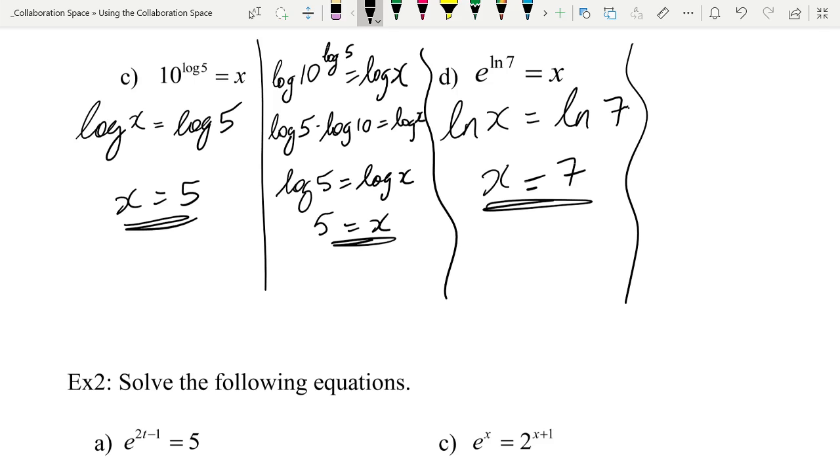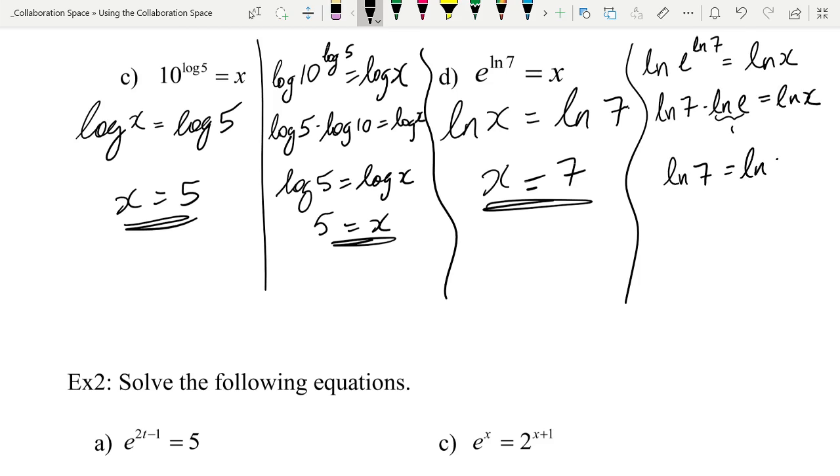Alternate strategy, I take the natural log of both sides of the equation. Why did I take the natural log instead of regular old log? Because I noticed I had an e in the question. And then that's going to be the natural log of 7 times the natural log of e is equal to the natural log of x. I know that this thing here is 1, so the natural log of 7 is equal to the natural log of x, so 7 equals x. There you go. Two strategies for the same thing.